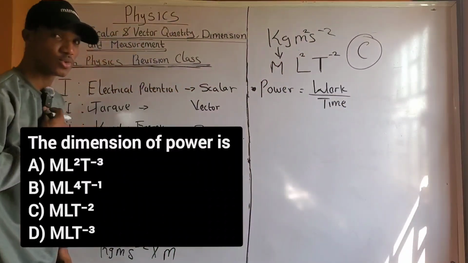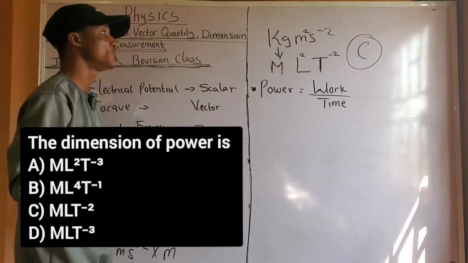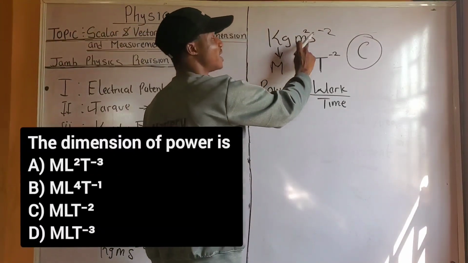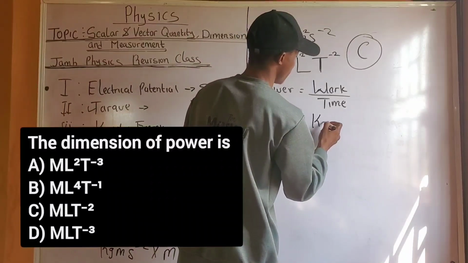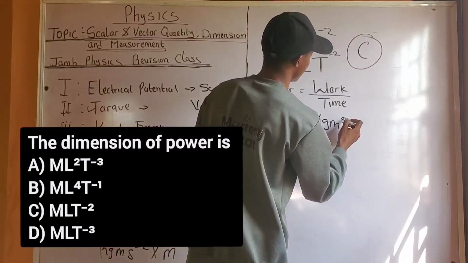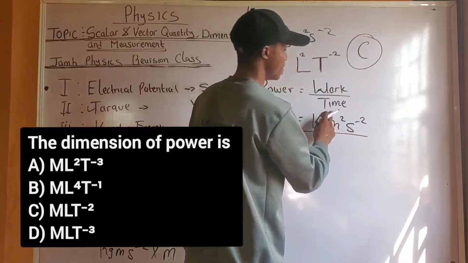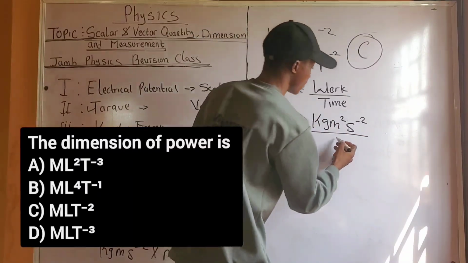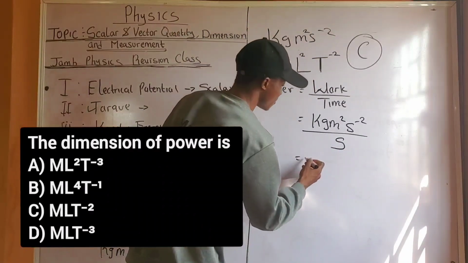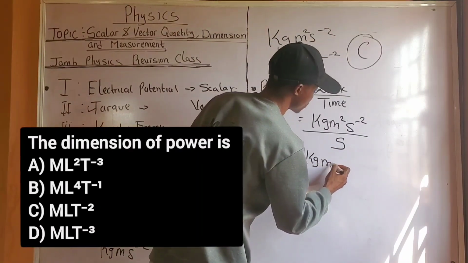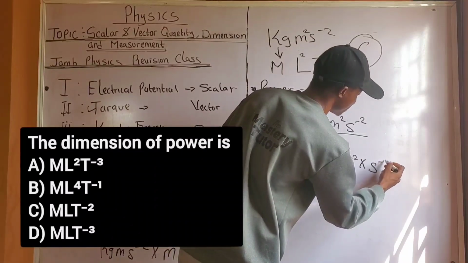Okay, now work is what? Force times distance. Do you know? Please listen. Work is force times distance. So the unit is what? Kilogram meter squared per second squared, right? So here I'm going to have kilogram meter squared per second squared divided by time. The unit of time is what? Seconds. So I'm going to have divided by s. Are you getting it? So here I'm going to have kilogram meter squared s raised to the power of minus 2 multiplied by s raised to the power negative 1.